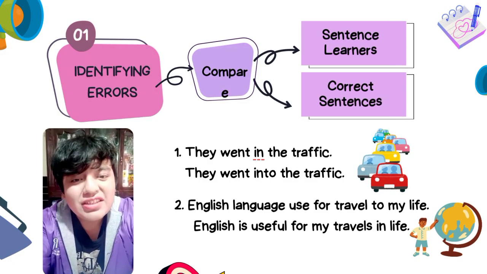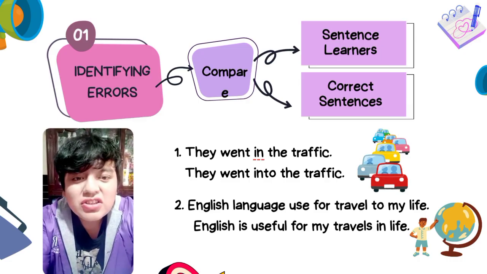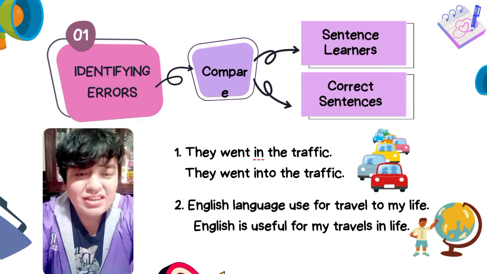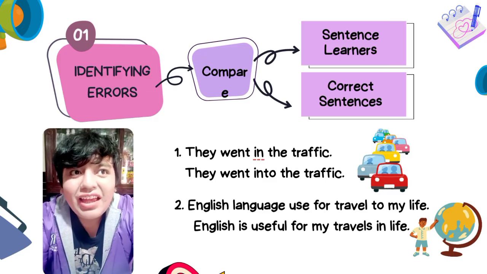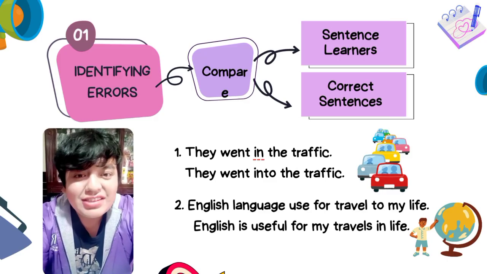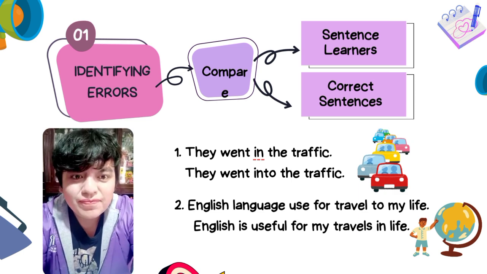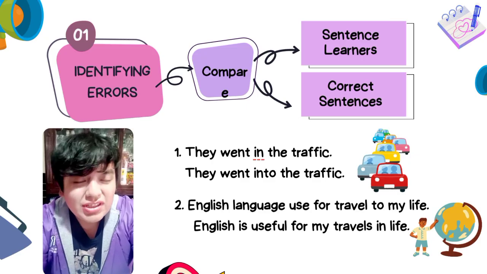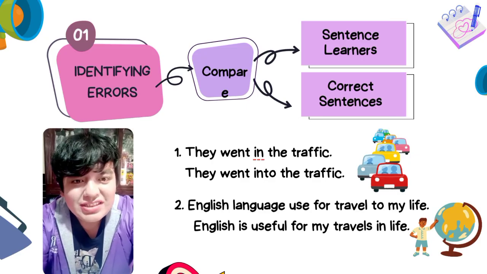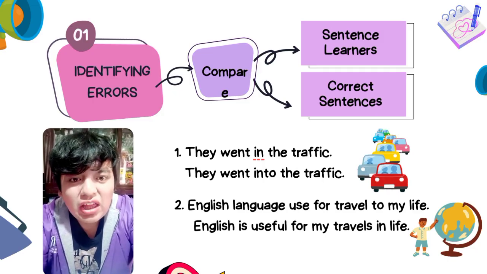The first stage is identifying errors. You need to compare the sentences learners produce with the correct sentences or the correct form of the language. I am going to show two examples. The first is "they went in the traffic." The correct version of this is "they went into traffic."